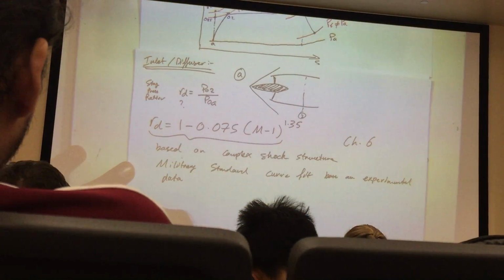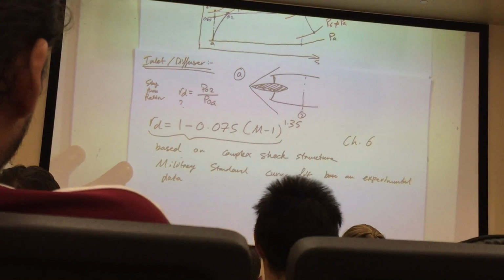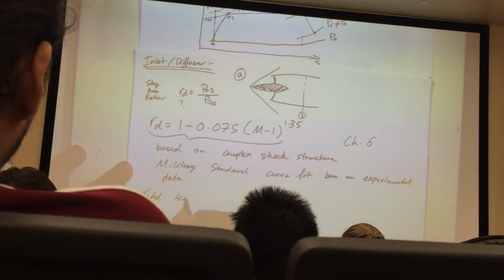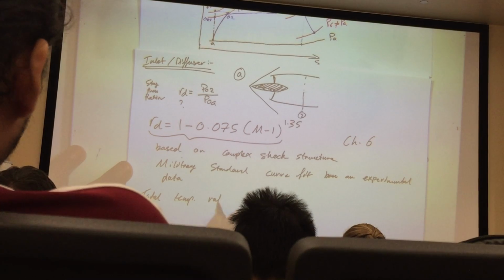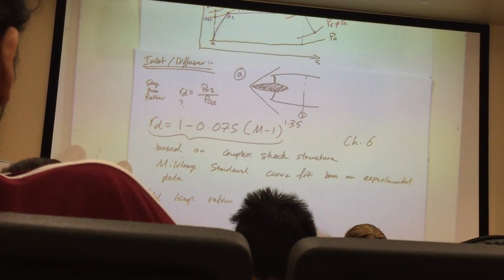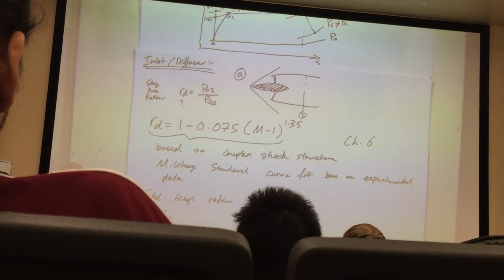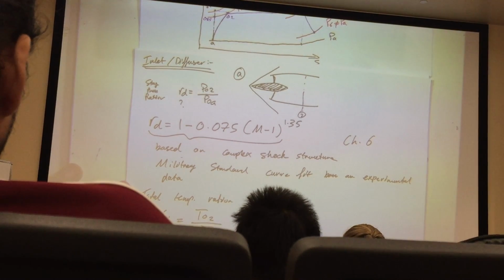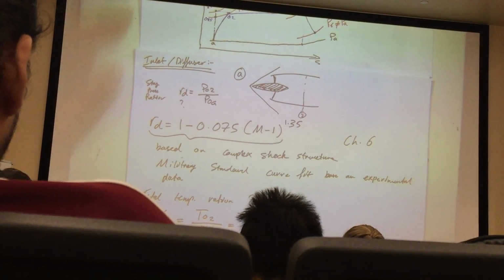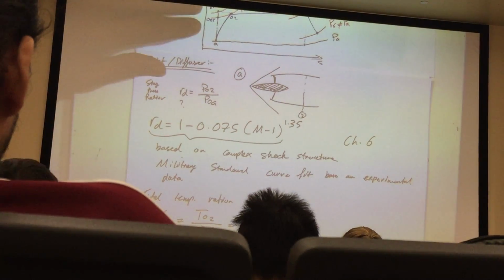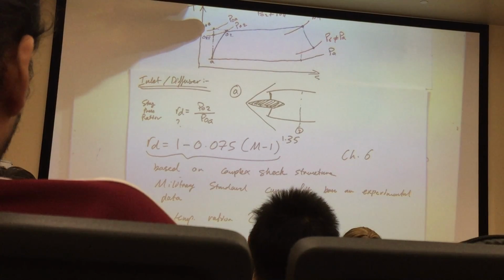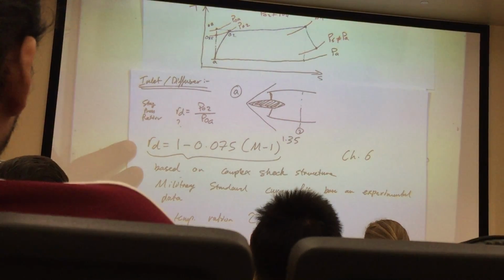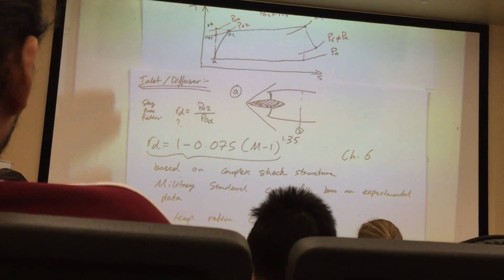So based on this, I could actually also get my temperature ratio. So the total temperature ratio, tau_d, is equal to T stagnation 2 over T stagnation A. And in this case, T_OA is equal to T_O2 on the same line within the temperature curve. So we set this to 1.